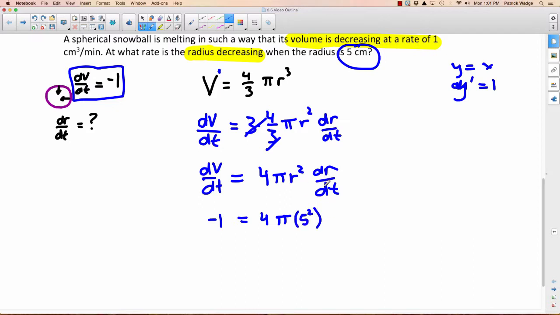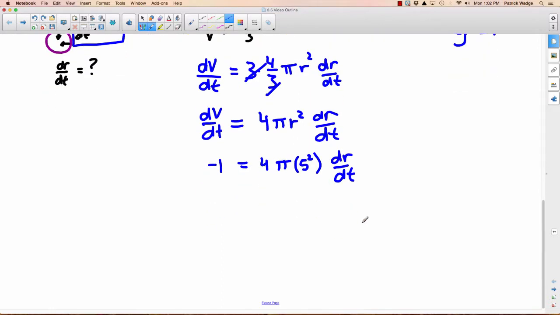And then dr/dt. Do we know that? No, we don't. That's what we're trying to find. We're trying to find the rate at which the radius is decreasing. So all we have to do is simplify this, isolate the dr/dt, and we'll have an answer. So -1 equals 5 squared is 25 times 4 is 100 pi dr/dt.